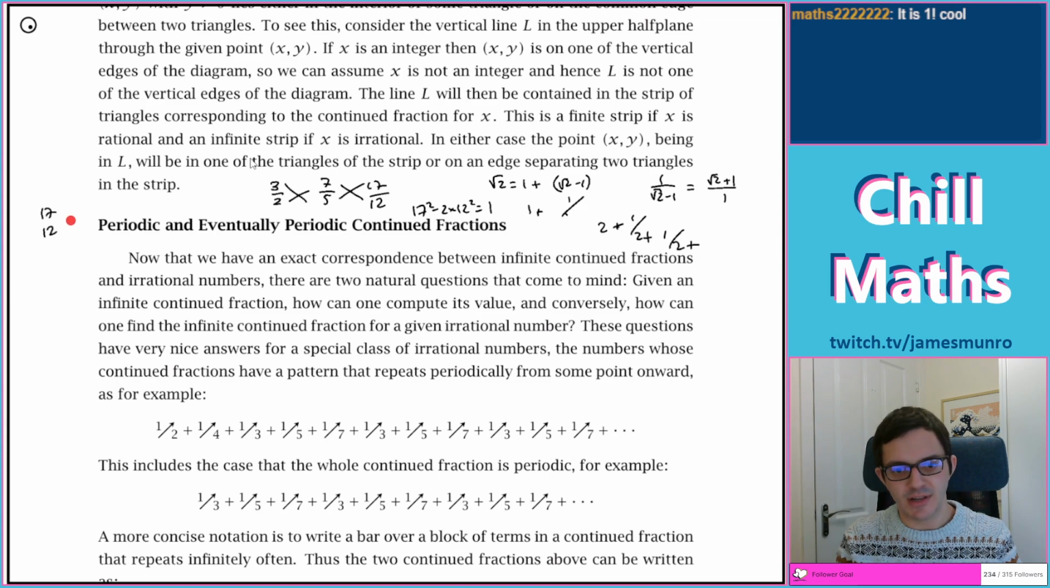So the operations are add 1, because this was plus 1 at the end, add 1 to get to 29 over 12, flip it to get 12 over 29, and then add 1 to get 41 over 29 or something. I don't actually believe that. Maybe I should believe it.